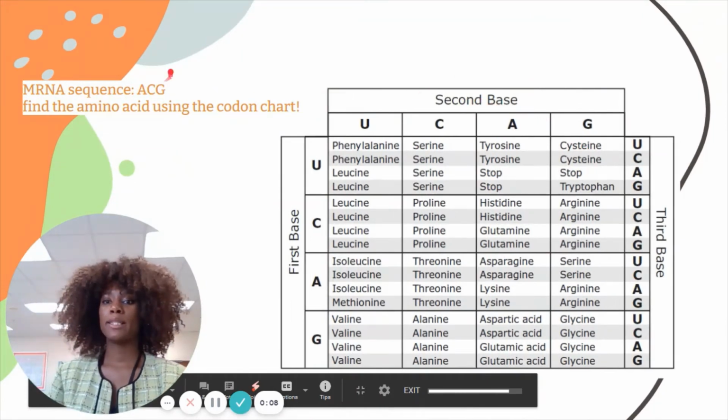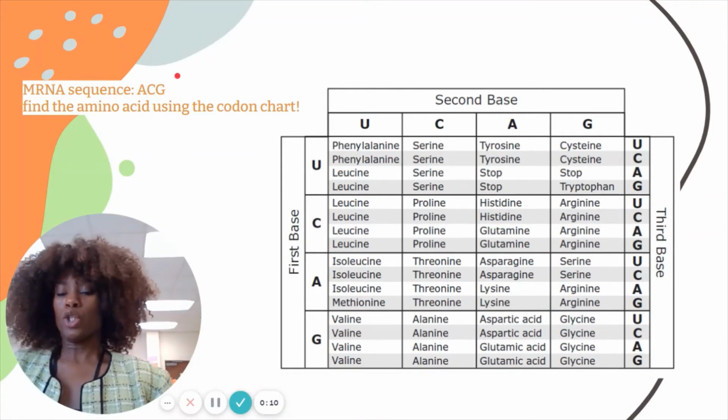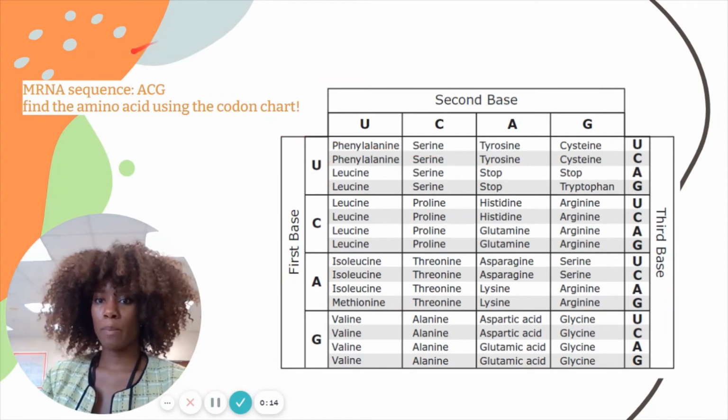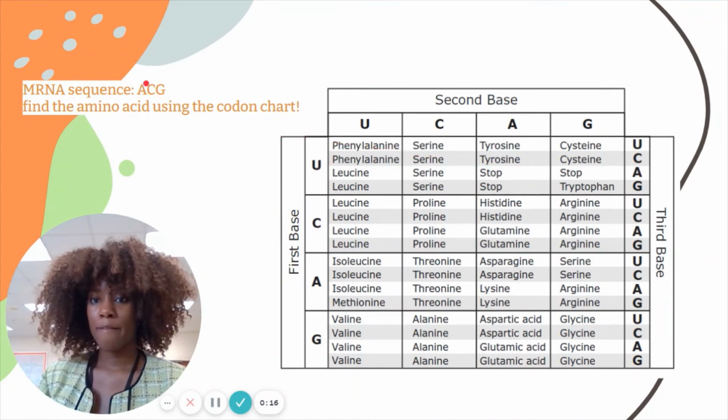So let's find the mRNA sequence ACG. Again, in baseball, we're going to start with first base, then second base, then third base. So let's look at our nitrogenous bases. First is A, second is C, third is G.